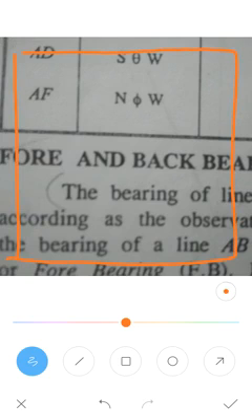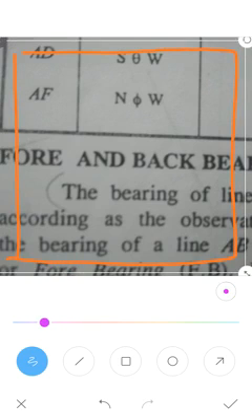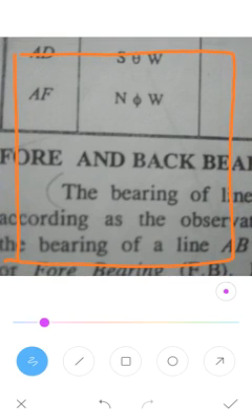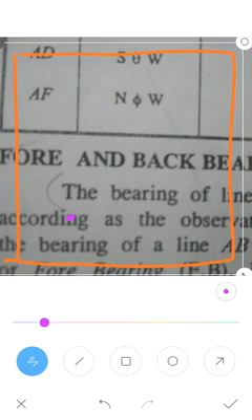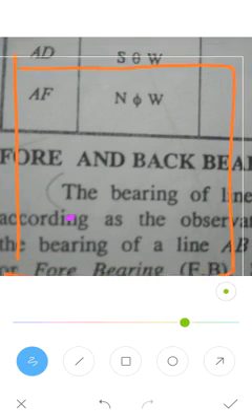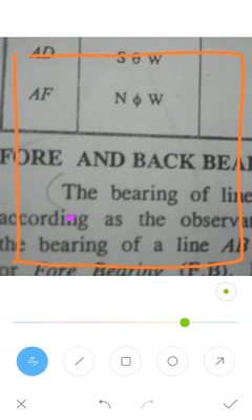This is the field. We have kept the instrument here, which I'm showing in purple color. After that, there is another point which I'm showing as the green dot. Now this is point A and this is point B.